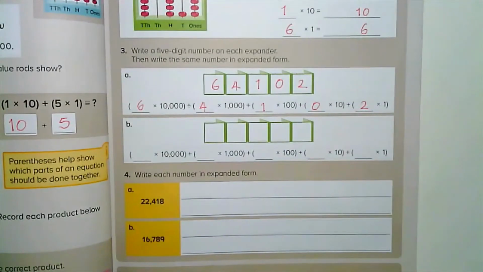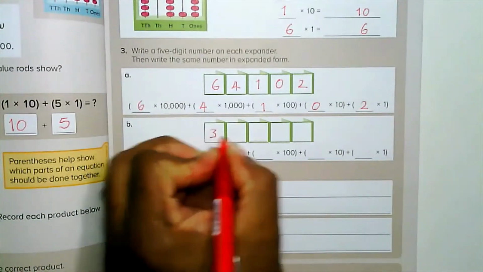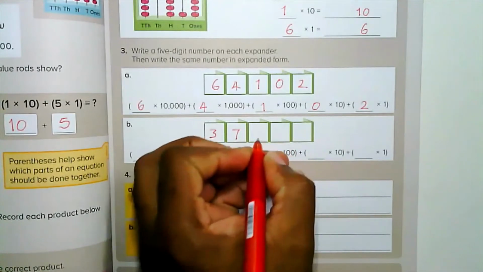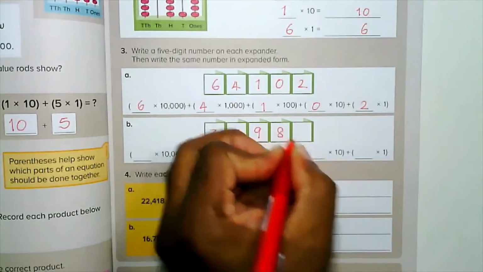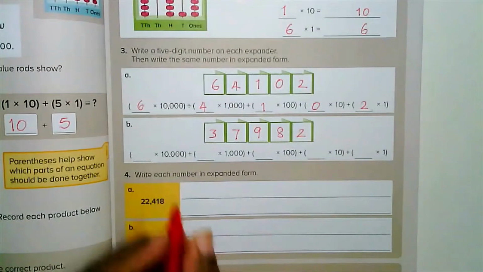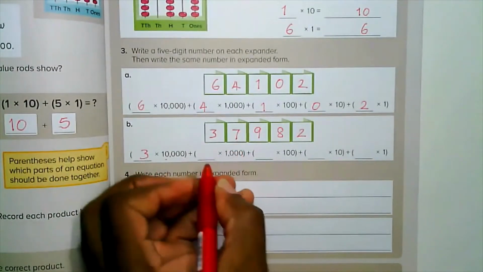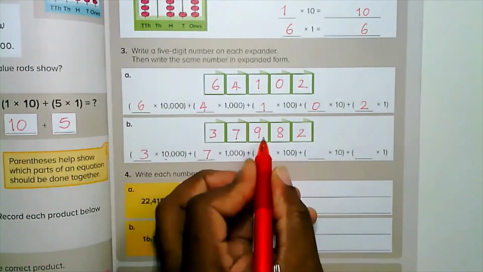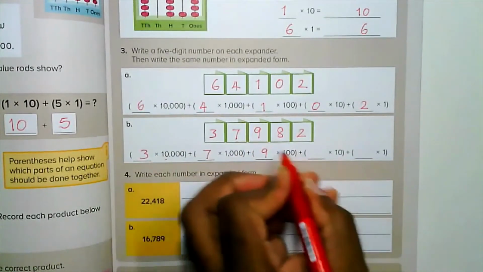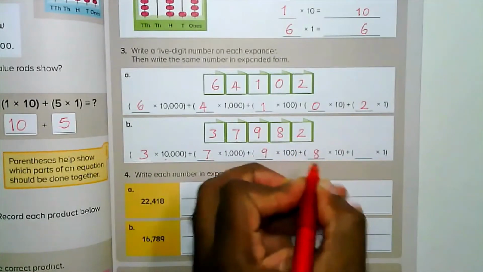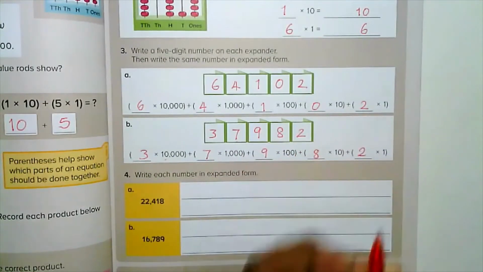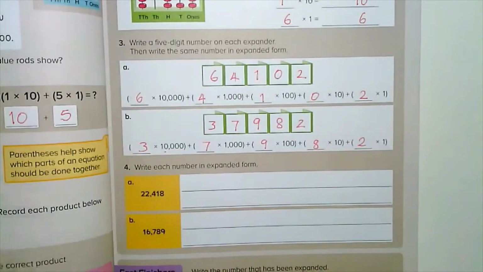There you go, folks. Now, part B. Let's take another number. Let's use 37,982. So the 10,000 will be 3. The thousands will be 7. The 100 will be 9. The tens will be 8. And the ones will be 2. There you go, folks. Now let's go on to number 4.